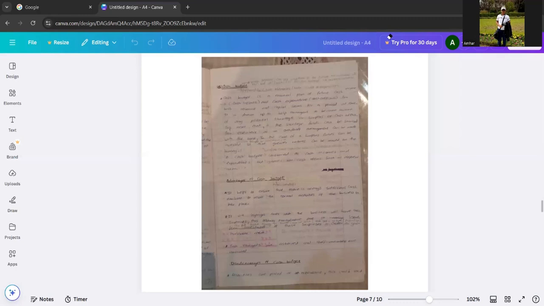Yeah, I understand it. Cash targets are achieved and staff members are motivated. So another advantage is that cash targets will be achieved, and when the cash targets are achieved, the staff members will be motivated and all that. Now look at the disadvantages of cash budget.